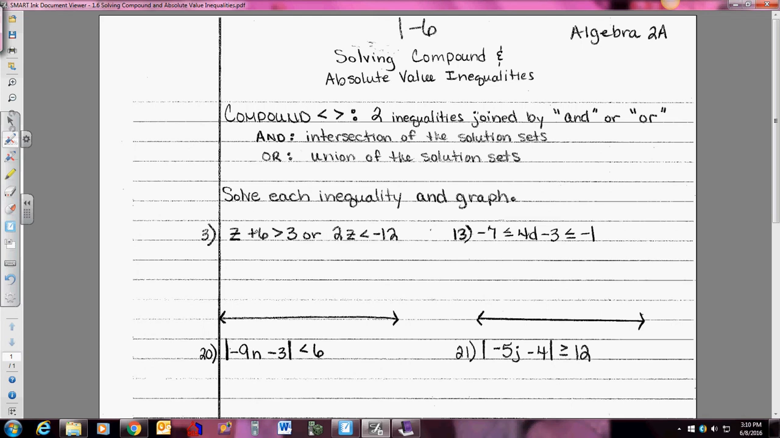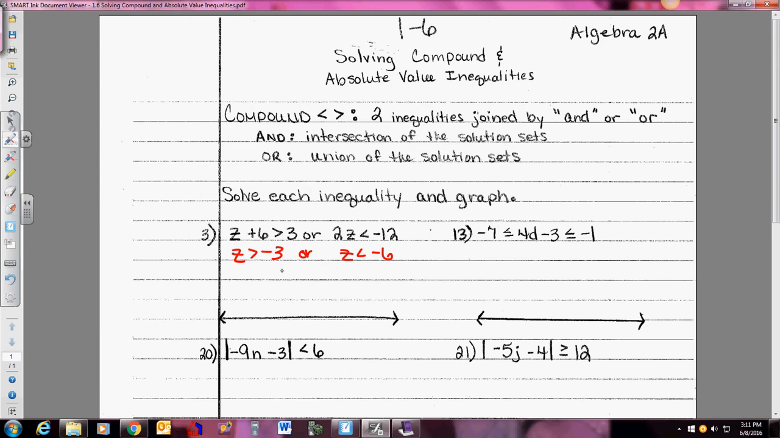So for this first one, what do you need to do to both sides? Minus 6, minus 6. So z is greater than negative 3. Super easy, right? You keep the word or. For this one, you're going to divide both sides by 2. So z is less than negative 6. So our answer right now is z is greater than negative 3 or z is less than negative 6. We'll go back and do interval notation later. For right now, I'm just going to try to keep it as simple as possible, and then I'll go back and possibly confuse you later, but you'll be okay.